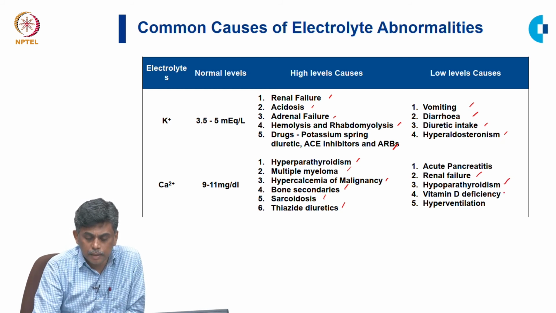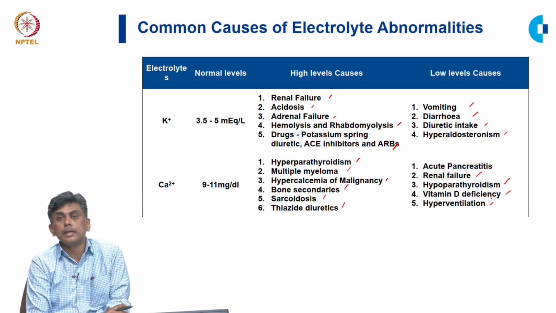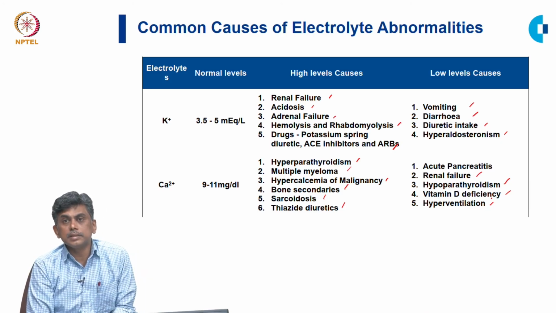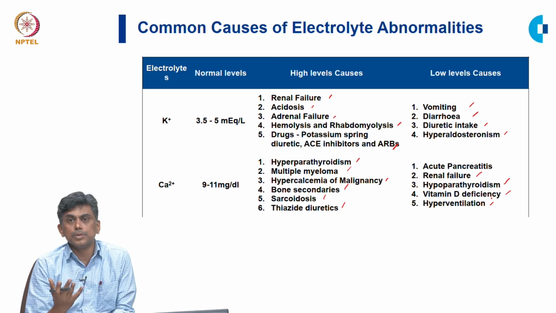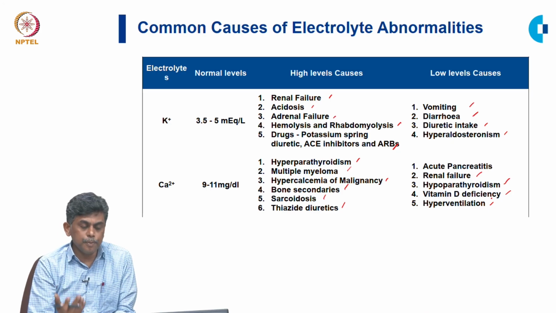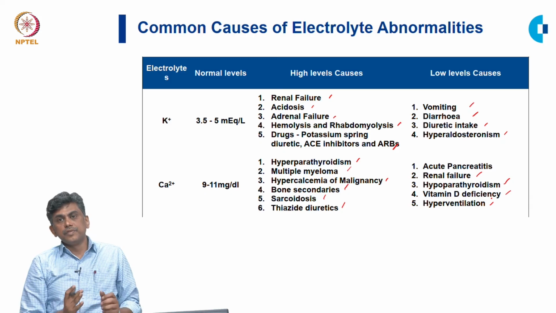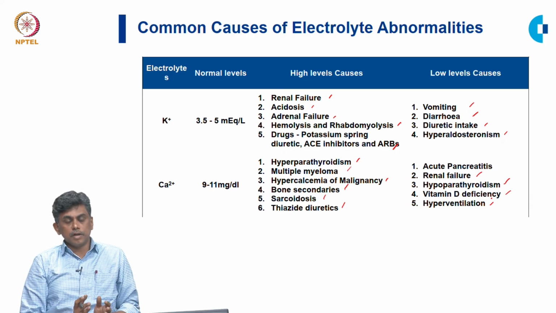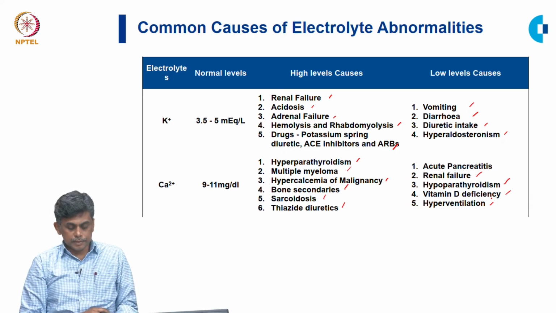Hypoparathyroidism, another reason. Vitamin D deficiency is another reason, and hyperventilation is an important reason. What happens in hyperventilation is that hyperventilation causes alkalosis. Alkalosis causes a shift in the calcium. So what happens? Ionic calcium decreases, and this is the reason for hypocalcemia. So now we have seen common causes of these electrolyte abnormalities.